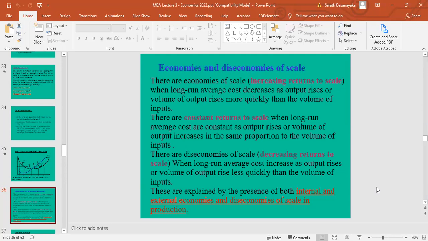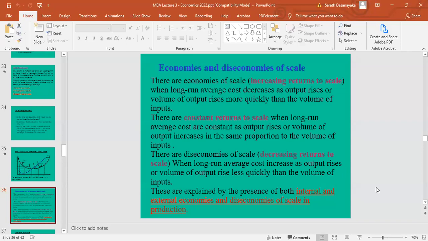There are diseconomies of scale. That means decrease in return to scale. That is a dangerous situation. Cost is going up, when long run average cost increases as output rises, or volume of output rises less quickly than the volume of inputs. These are explained by the presence of both internal and external economies and diseconomies of scale in the production process. This is very clearly explained in the handout which I gave to you.